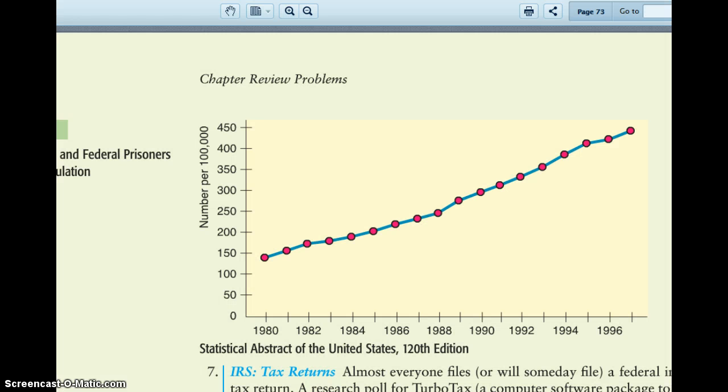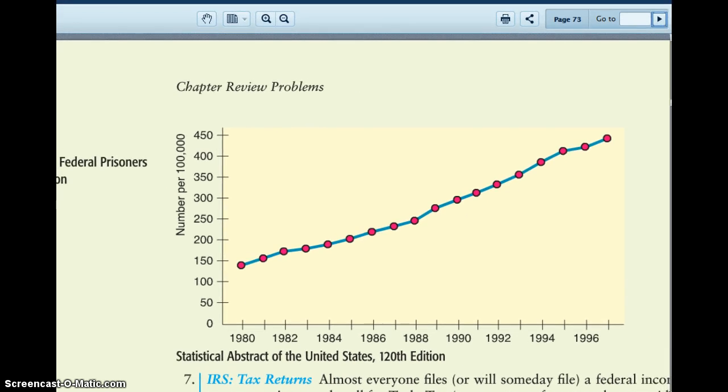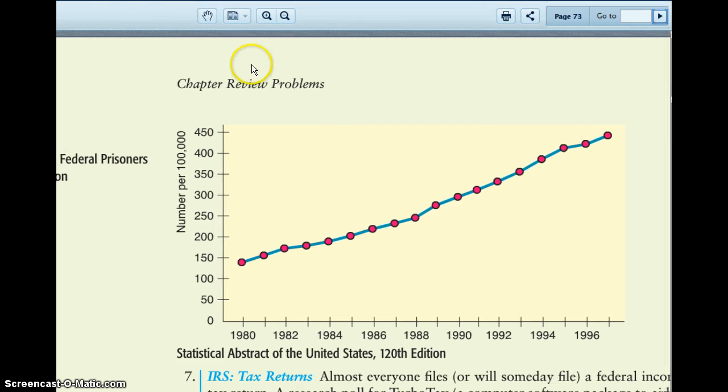You'll use the graph on the next page, page 73, to answer number 6. And part A just wants you to estimate the number of prisoners per 100,000 people for a couple years. That's what this graph is actually showing. It's the number of prisoners per 100,000 people. So for the years that they want you to estimate, just look at the graph.